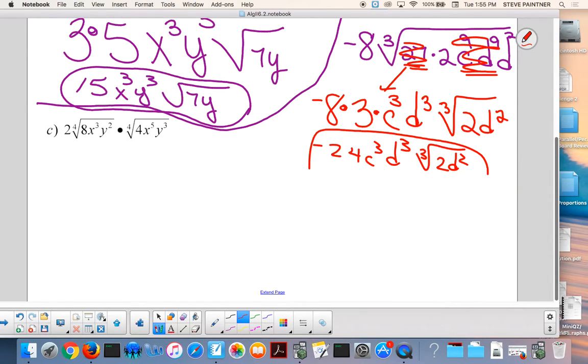Hey, just so you know this, when you look inside a radical, if the power inside is smaller than the index, you're done. You get it? If this was D to the 4th, you're not done. You got to keep going. Since that's a 2 and that's a 3, you are done. Okay, try the last one.